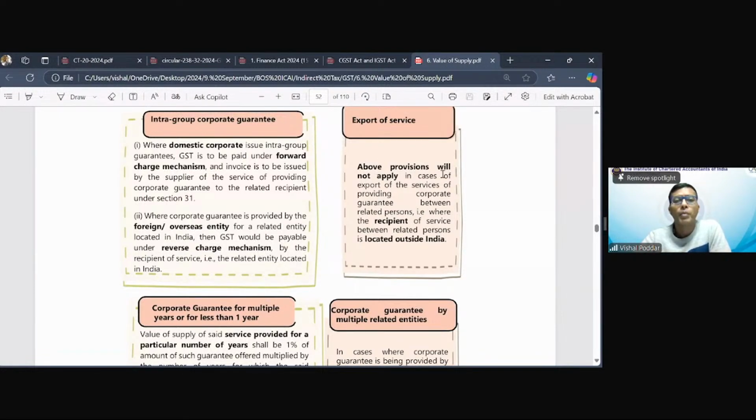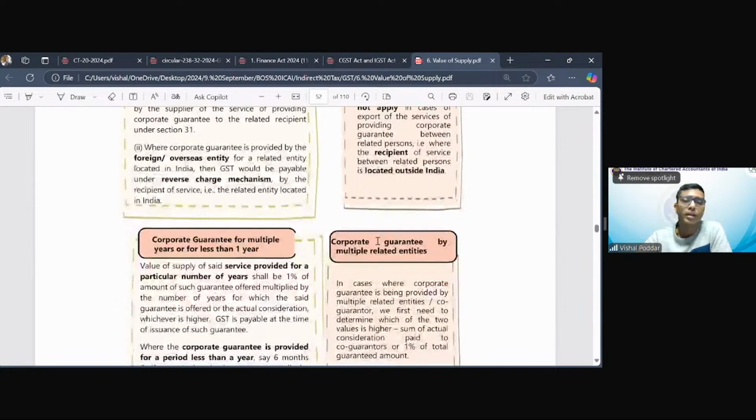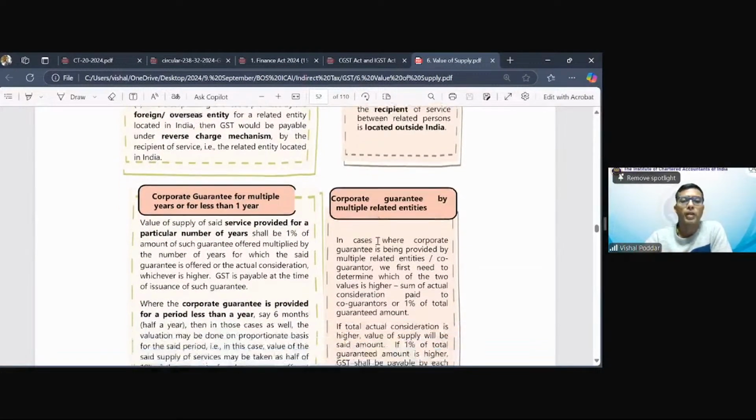Export of service. Above provisions will not apply in case of export of service of providing corporate guarantee between related persons. That is where the recipient of service between related persons is located outside India. In that case, the above circular will not apply.